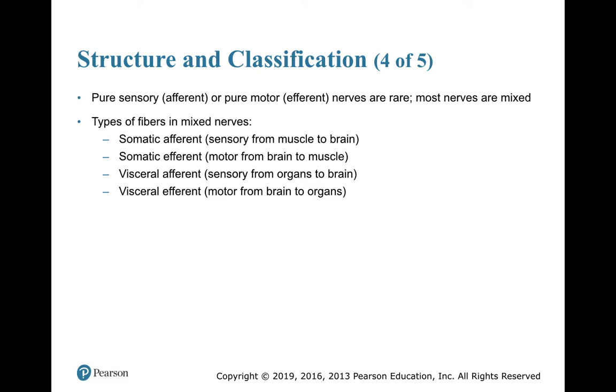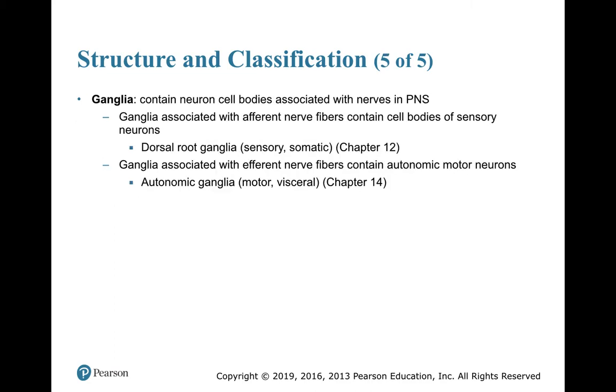So the types of fibers in mixed nerves would be somatic afferent, somatic efferent, visceral afferent, and visceral efferent. The somatic afferent are taking our sensory, going from muscles to brain. Somatic efferent are motor from brain to muscle. Visceral afferent are from sensory organs to the brain, and visceral efferent motor from brain to organs. And a ganglia, again, is a collection of neuron cell bodies. They are associated with nerves in the peripheral nervous system.